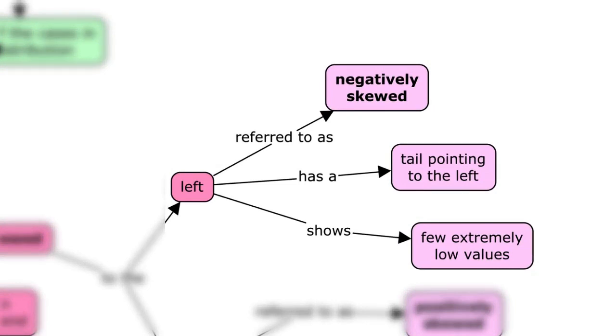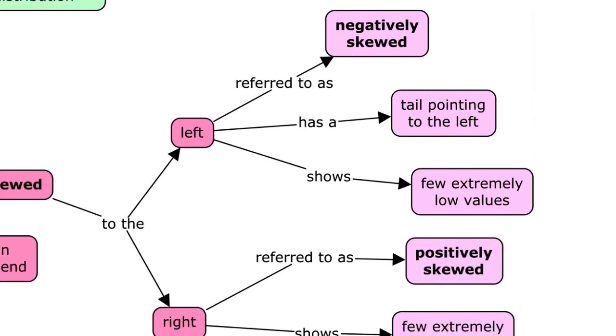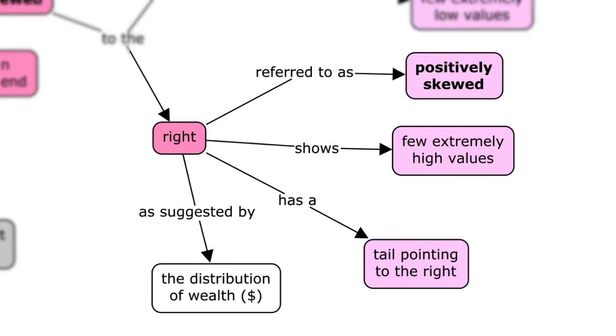That is, there is a tail to the distribution which points to the left, and it shows a few extremely low values. Naturally, the same sorts of things can be said of a right-skewed frequency distribution, except in this case they're referred to as positively skewed, and there are a few extremely high values, and if we were to look at the tail in the distribution, it points to the right.